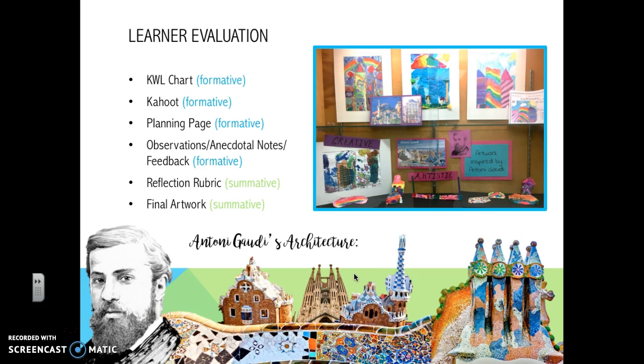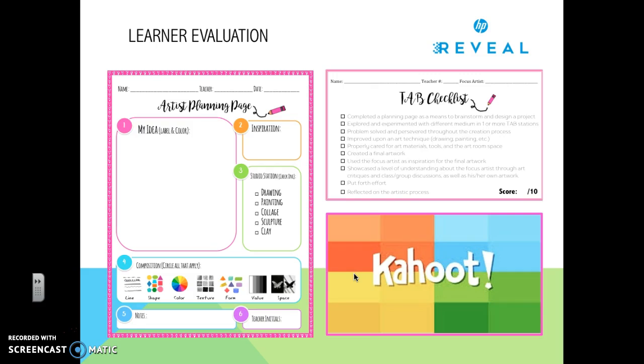Learner evaluation. There will be numerous formative and summative assessments that take place in order to evaluate the learner, and those are in the form of a KWL chart, a Kahoot review game, a planning page, observations, anecdotal notes, and feedback, a reflection rubric, and a final artwork. Here are some of those evaluation tools that are shown here. There's the artistic planning page, the checklist, the Kahoot review game, and the HP Reveal app will be utilized for the augmented reality scavenger hunt.